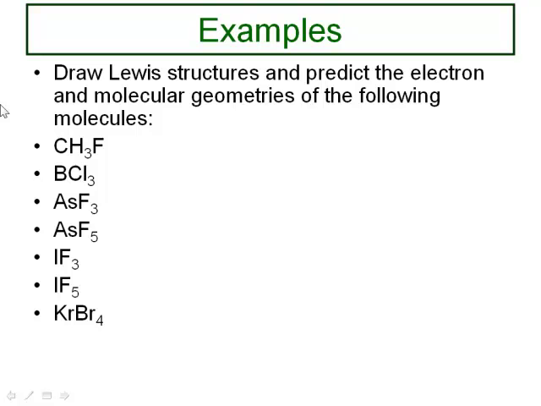All right, AP chemistry. Okay, really quick, a couple I'd like to look at here. Arsenic trifluoride. What's the electron pair geometry? The electron pair geometry is tetrahedral. What's the molecular geometry? Trigonal pyramidal. Trigonal pyramidal, yes.